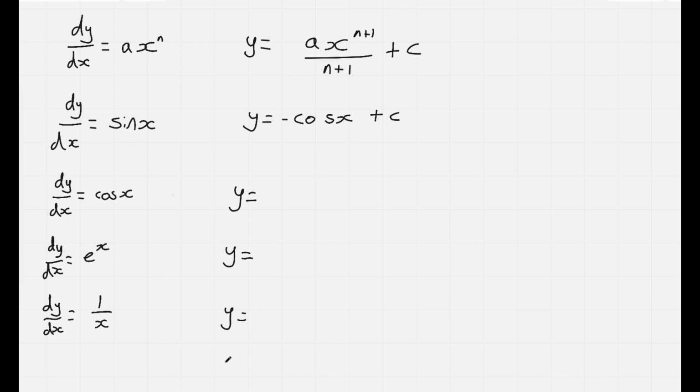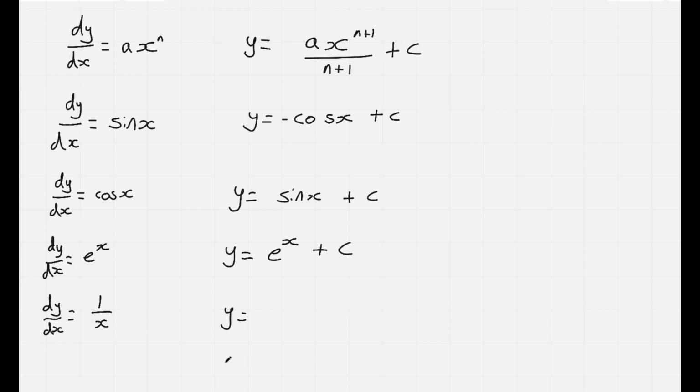Alright, the next one, well, what differentiates to cos x? Well, that's sine. And this one isn't weird, it's just sine. And then I can put plus c. What about e to the x? This one's the easiest of them all. It's just e to the x, plus c.